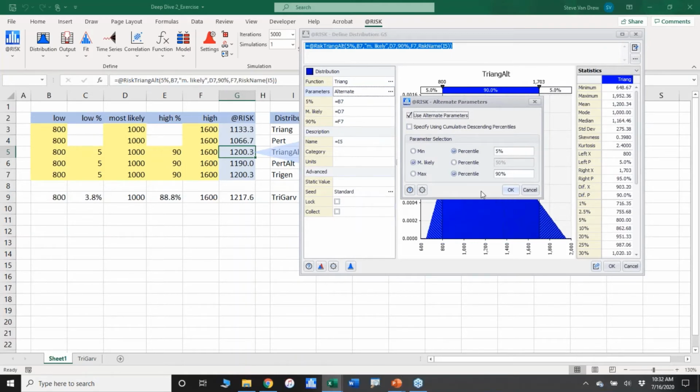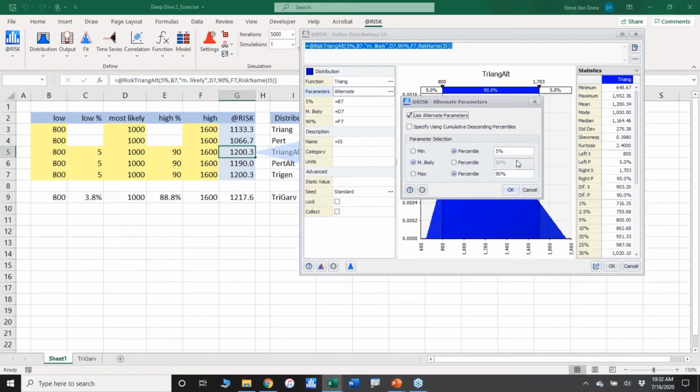It probably defaulted to 10 and 90 or 5 and 95. I needed to go in and tell it that the minimum I want treated at the 5%. I wish it let me put a cell address there, but it doesn't, so I had to type in the 5. I had to type in the 90 for the max. And then I had to unselect most likely so that it wasn't trying to treat it at some set cumulative probability. Calling it most likely, clicking on percentile and making it 50% wouldn't be correct because I asked for it as a most likely, not the median.